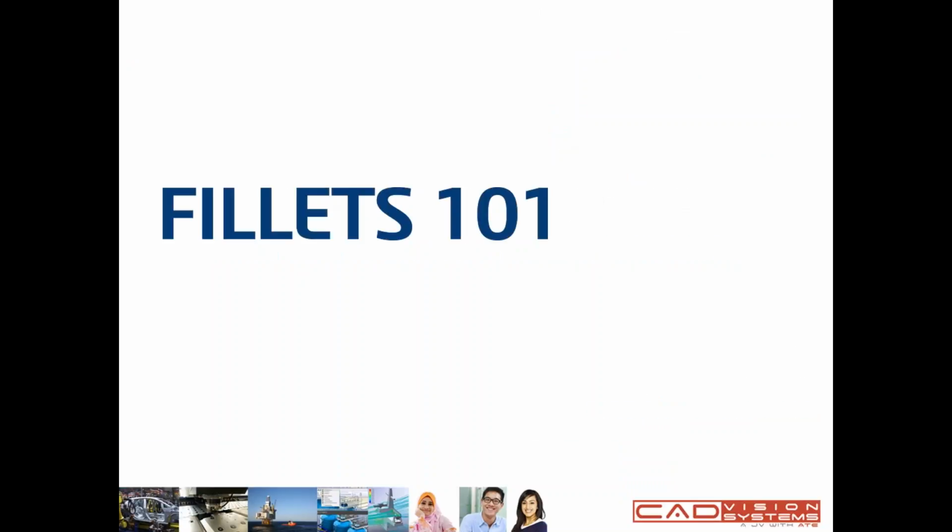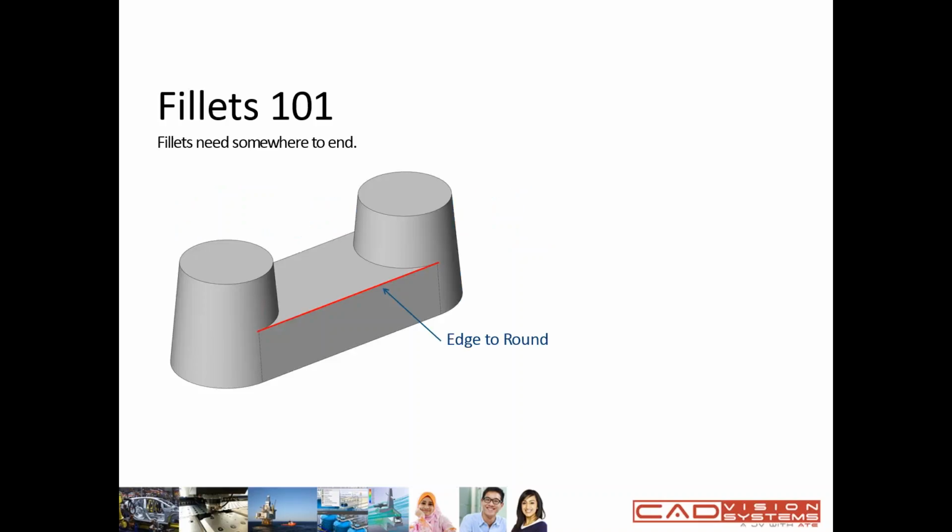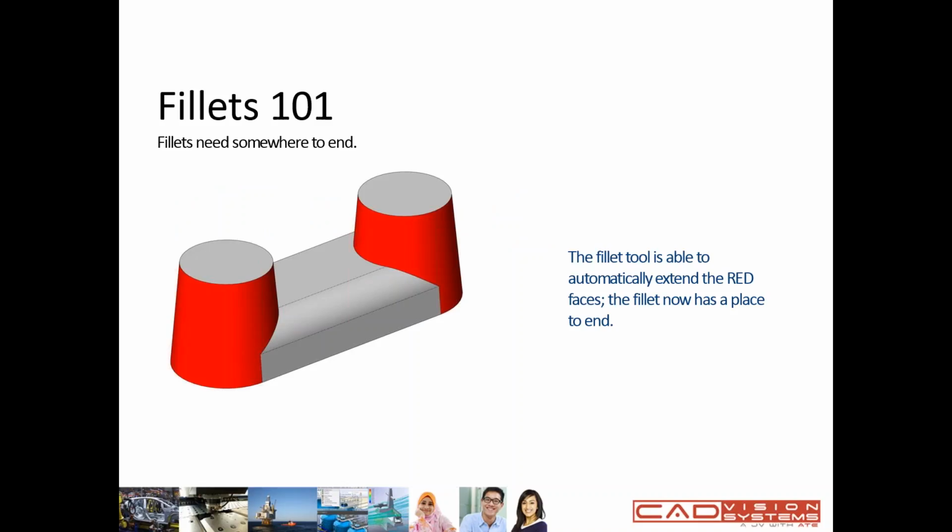So before we go ahead to the technique of how to make a good fillet, let's have a look at the concept of fillets. What is actually behind it, the logic behind fillets. So fillets always need somewhere to end. Look at this example, this picture. I would like to make a fillet for the edge in red color. So what we do next, then we apply a fillet for that.